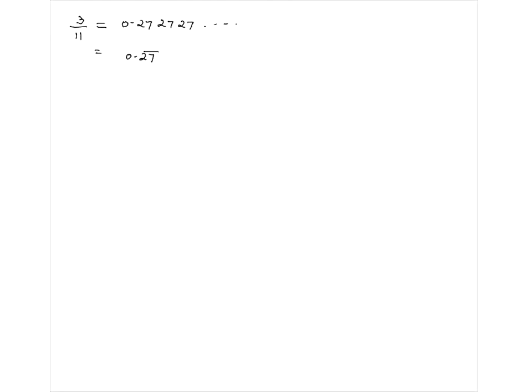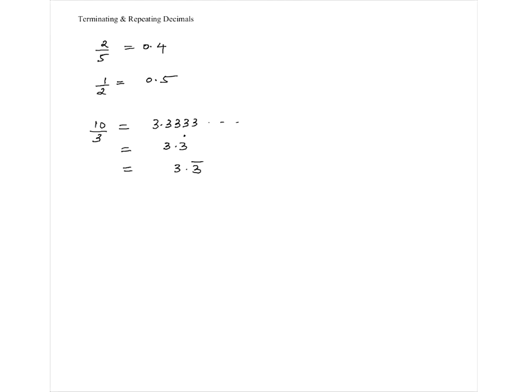Now, the question is, without dividing, can we tell that it would be either this type or that type? And the answer is yes, we can. There is always some pattern in these terminating cases. I have used 5 here, I have used 2 here.